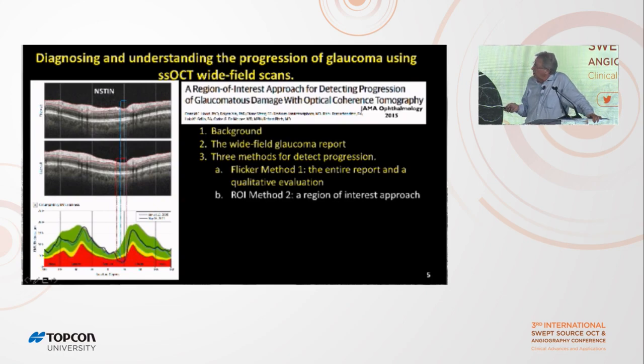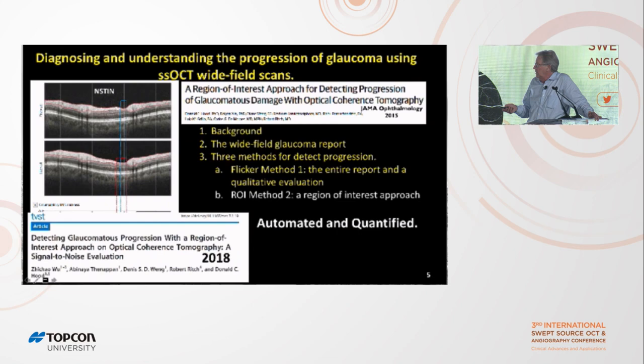And if you have an eye like this, where you have a local defect, it makes no sense to follow progression by averaging all of the retinal nerve fiber layer around the disc. You might as well define a region of interest and see if that's changing. That's the logic. And recently, Zi Wu, who was a postdoc in our lab, automated this and quantified it and corrected for age and various things.